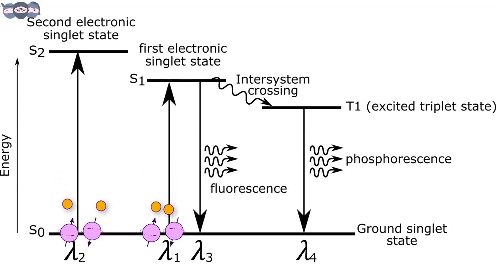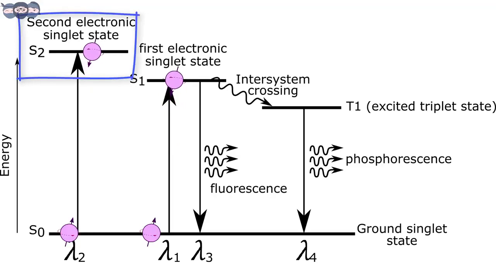When external radiations or EMR fall on the molecule, it absorbs the energy from external EMR. Due to this absorption, an electronic transition takes place, and molecules transition to higher electronic states like the second electronic singlet state or the first electronic singlet state as depicted in the diagram.